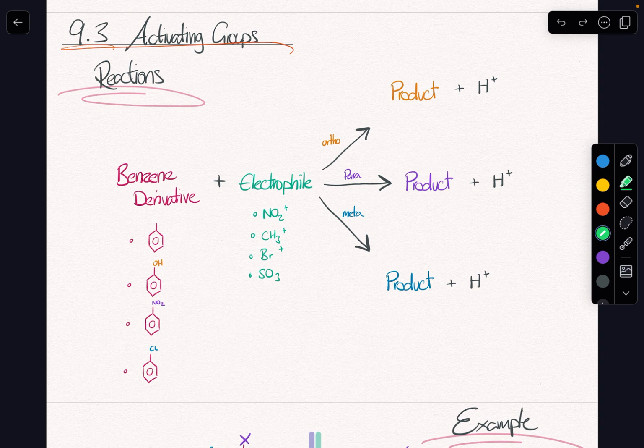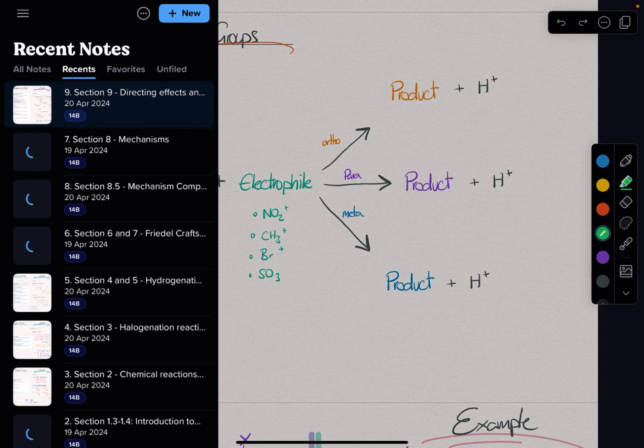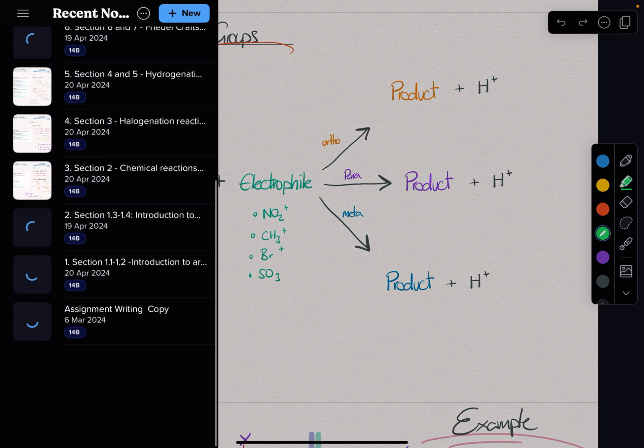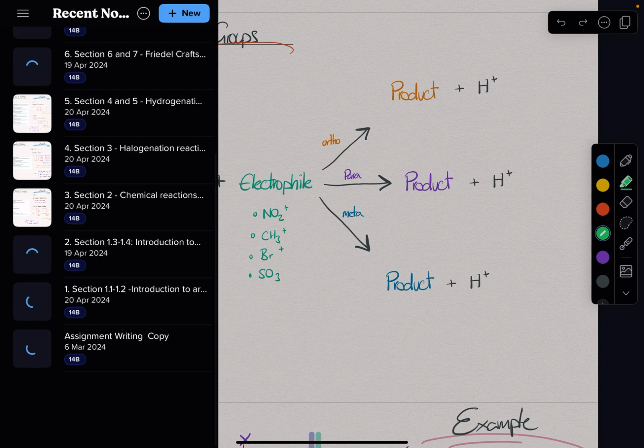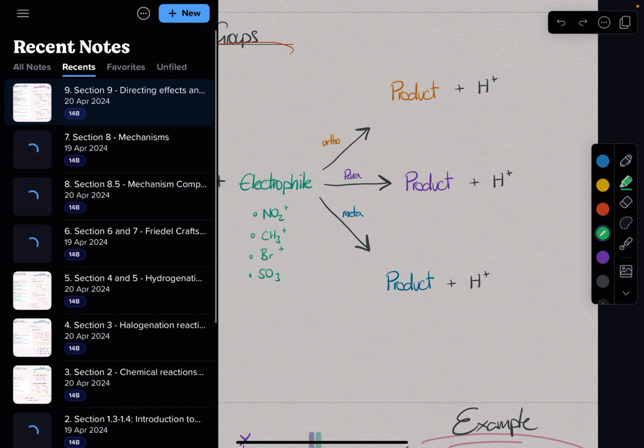What I've done is I've given you this flow chart for how to do your activating groups. Now, if you notice at the very, very start of the assignment, going back weeks now, if this loads, I don't think it's going to let me load it. It's not, is it? It's not.